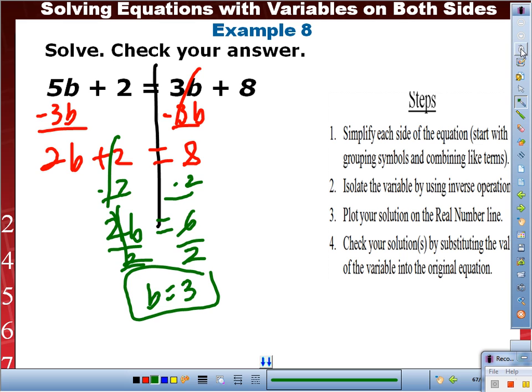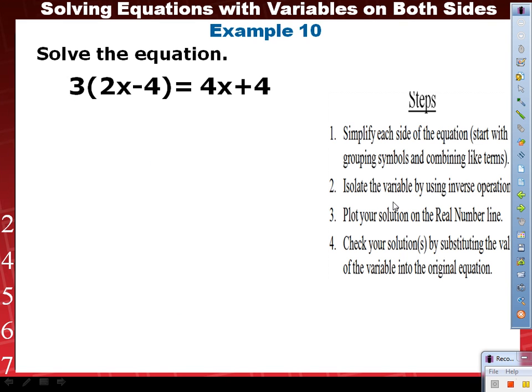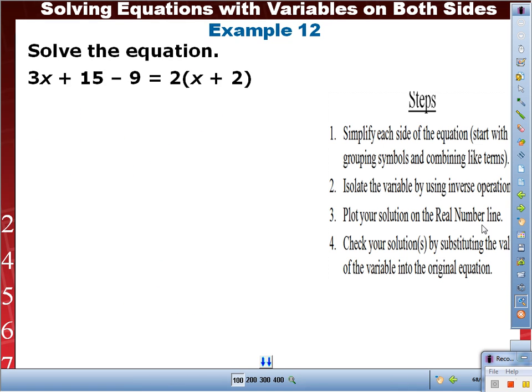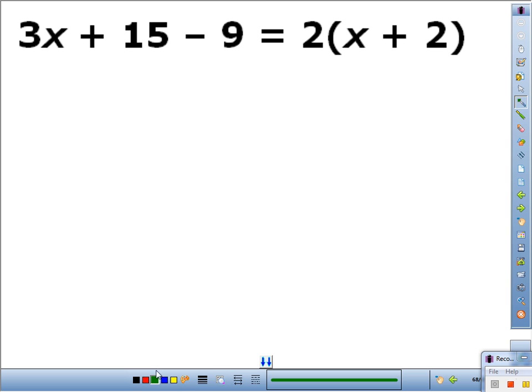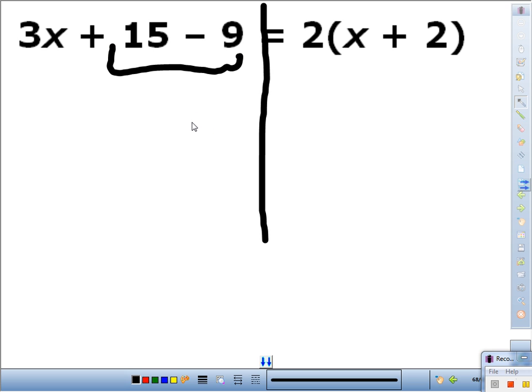Okay, so watch. Last one. Put your utensils down, look up to the screen. Don't copy this one, just pay attention. Here we go. Line down the equal sign. What is our first step? No. Think about the steps. Simplify. Can I simplify the left side? Yes. What is 15 minus 9? 6, positive, bring down the 3x. Can I simplify any more?